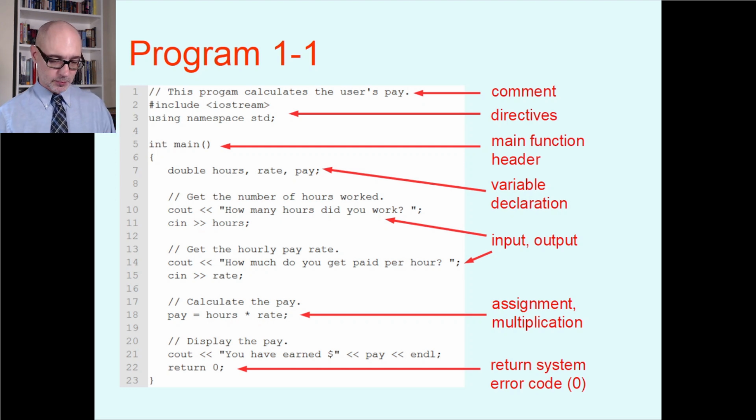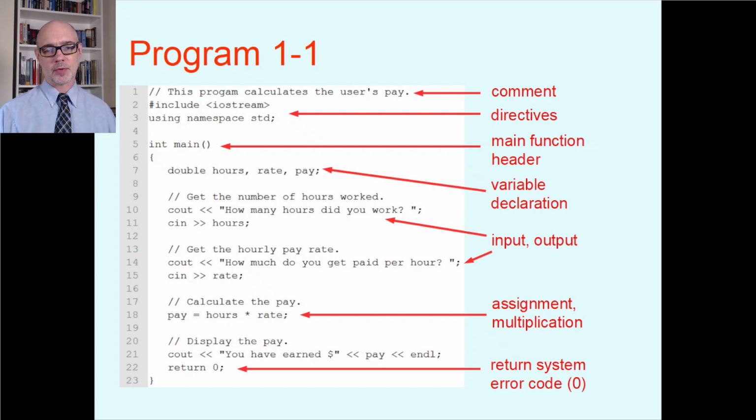Okay, so we'll deal with the details on future slides, but I just want to emphasize that the main function is everything from line 6 to 23. That's actually where the code is. To begin with, all of the programs we write will have a main function like this. Later on, we'll be making other functions, but that doesn't happen until chapter 6.